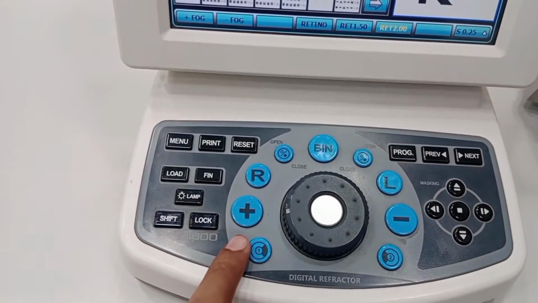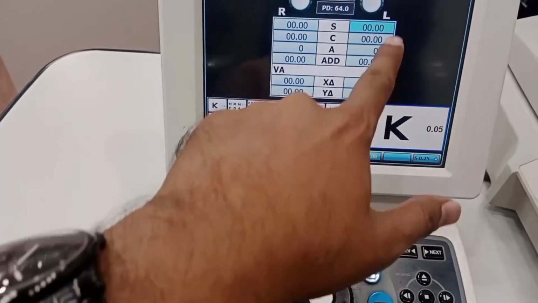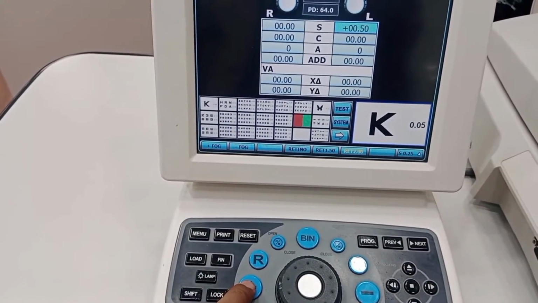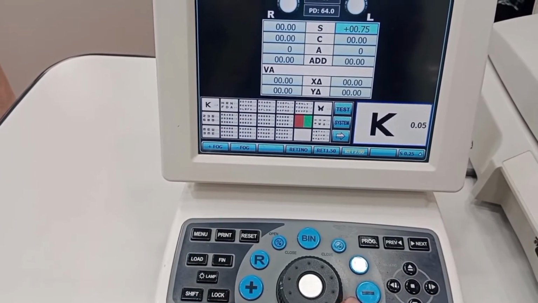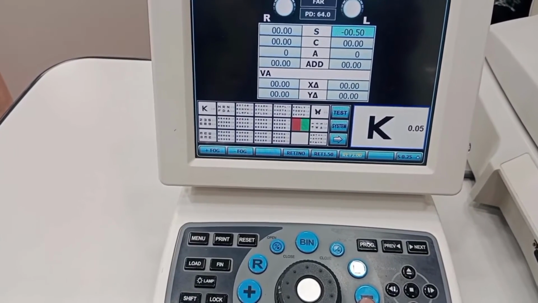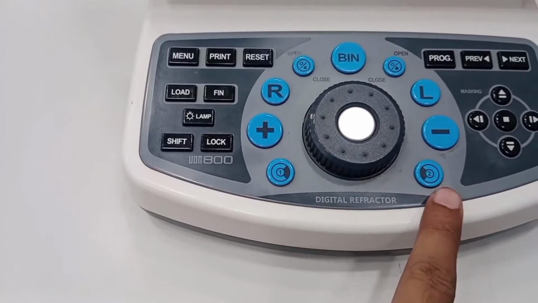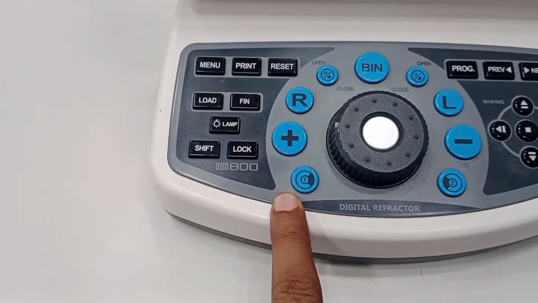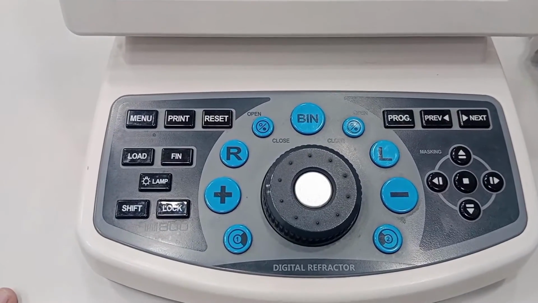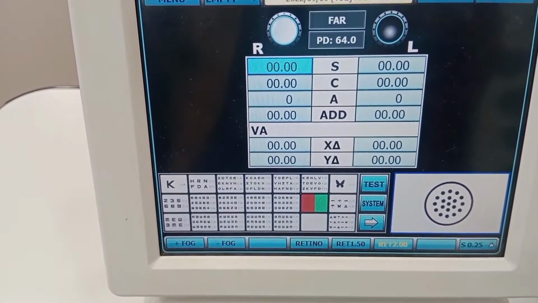If you want to open both eyes, this is plus, this is minus. If I press the plus button you can see the plus power increasing on the screen, and if I press the minus button you can see I'm increasing the minus power. And these two settings are the positions. This is for position number 1 and this is for position number 2, and these settings are useful in cross cylinder.